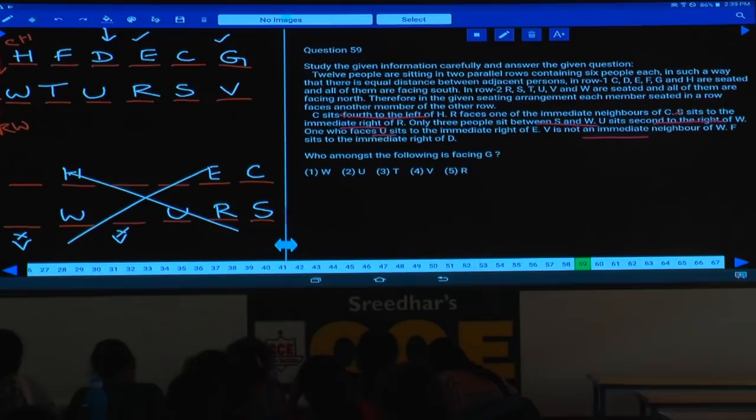Done with this? Then question number 59. Who among the following is facing G? Tell me who is facing G here. V is facing G, that is given in choice 4. Question number 59, it is choice 4.